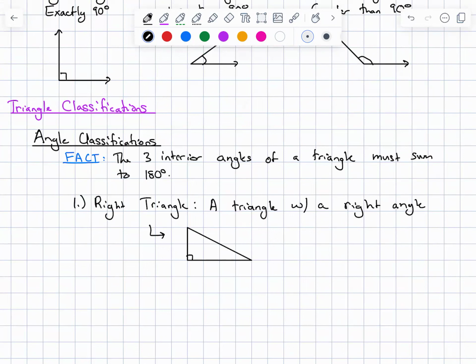Why could it not have two right angles? From that fact up above. If it had two right angles, that's a 90 plus another 90 degrees, and that has to add up to 180. So your last one would have to be zero, because 90 plus 90 is 180. So with right triangles, you can only have one right angle.